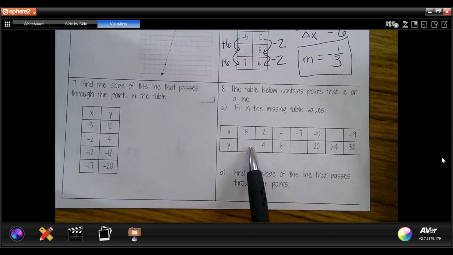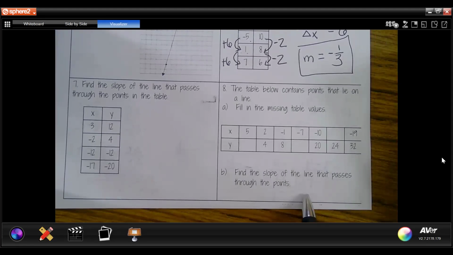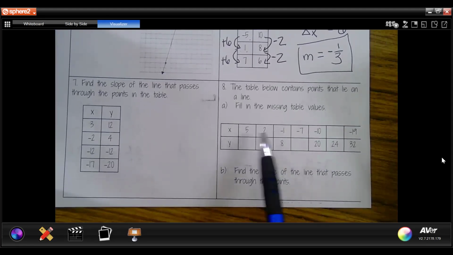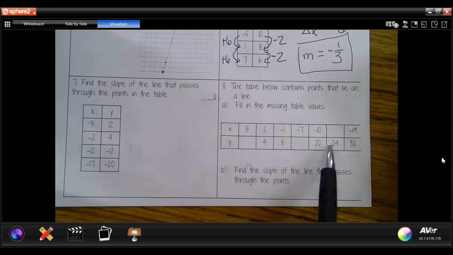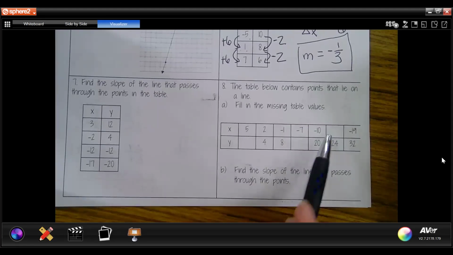So you're going to have to fill in these missing values, and it wants you to find the slope. Okay, so make sure you're paying attention. One way I would think about doing this is finding the slope between these 2 points right now. Find the slope between these 2 points, and then you can find the answers to these other ones. Okay? It is a little tricky, but I do believe in you guys when you get to number 8.